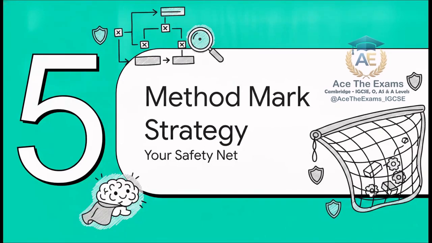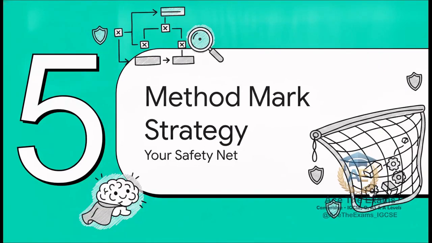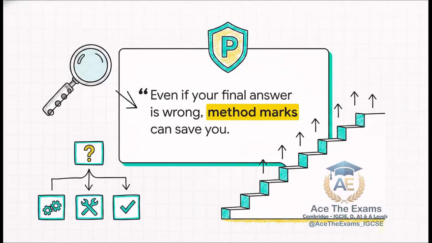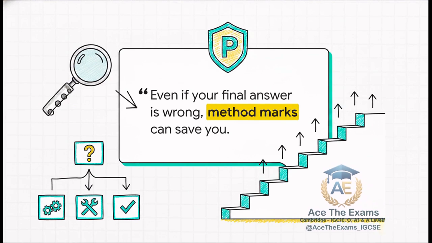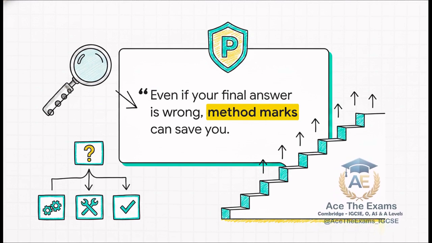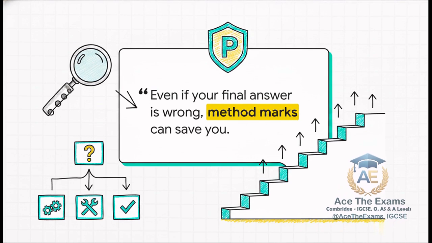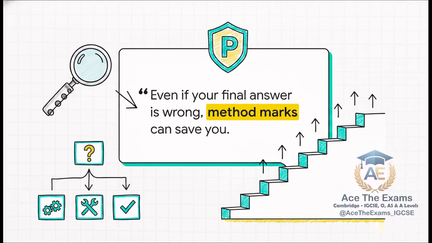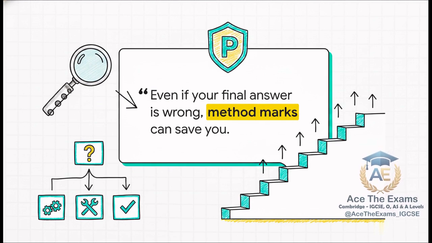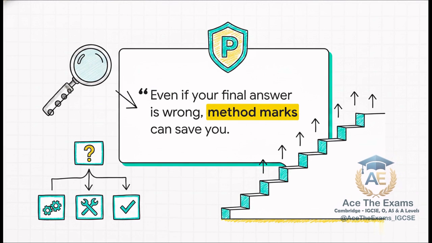Section 5. The method mark strategy. Your safety net. This brings us to the final system, the ultimate safety net. Sometimes, despite your absolute best efforts, you might misinterpret a tiny, obscure detail in a really complex scenario, or maybe you make a slight logical error right near the end of your analysis. Does that mean you get a 0 for the whole question? Absolutely not, provided you have deployed the method mark strategy. Remember this crucial lifeline direct from the examiner report. Even if your final answer is wrong, method marks can save you.